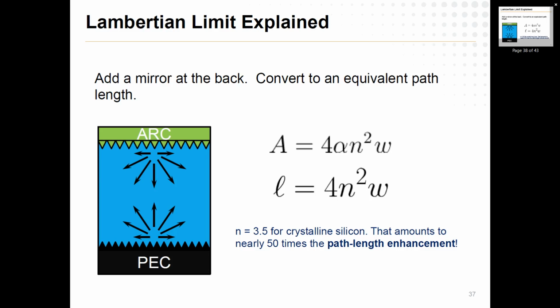So this big giant derivation has a nice simple result at the end of the day, where you can say, okay, I have an equivalent slab of 50 microns given a 1 micron slab. That is the absolute most path length I can get out of this sort of solar cell.